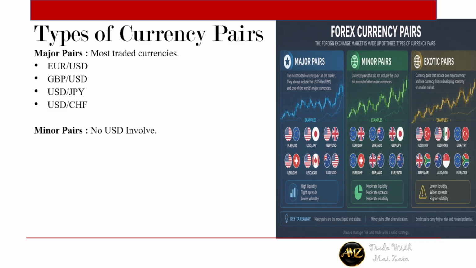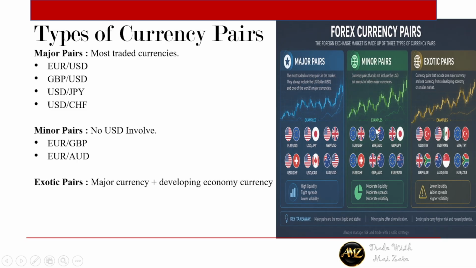And the next one, we have minor pairs. It is called a minor pair because there is no United States dollar involved in that pair. As you can see above, all those pairs have United States dollar in them, Euro USD, GBP USD, USD JPY. But these don't have any USD in them. For instance, we have Euro GBP, Euro Australian dollar, Euro Aussie, GBP JPY, Euro CHF. This CHF means Swiss franc, and then GBP Aussie, Euro NZD, meaning Euro New Zealand dollar.